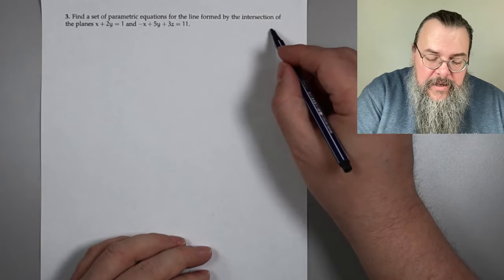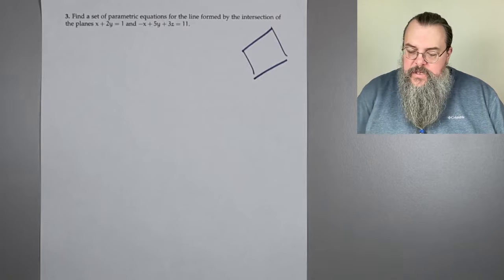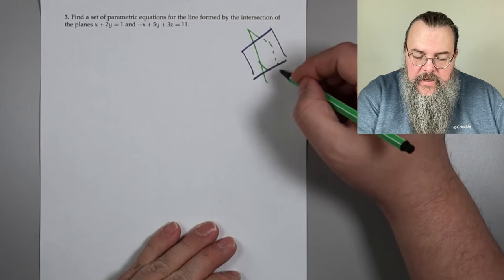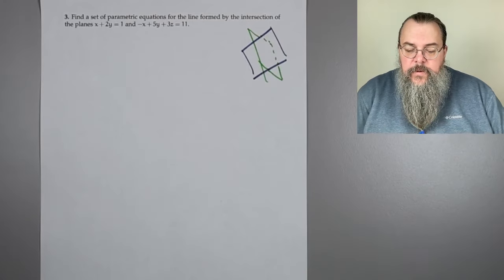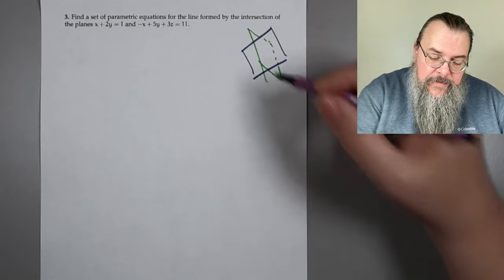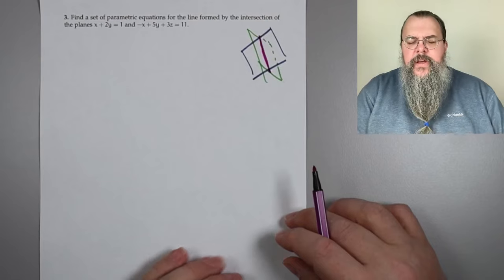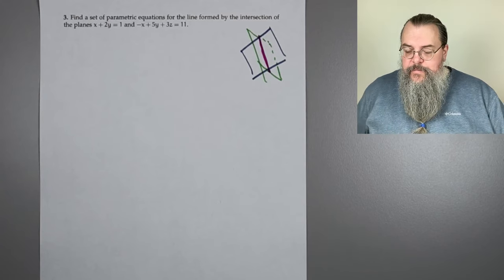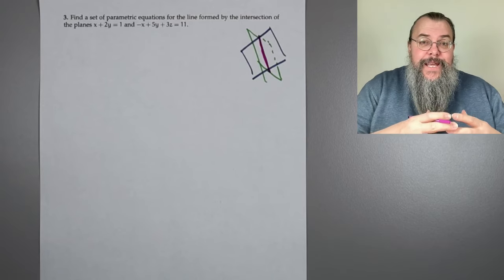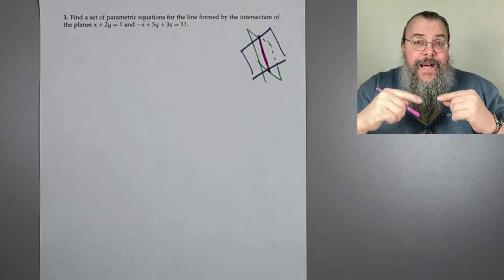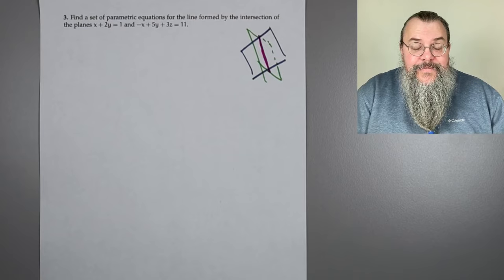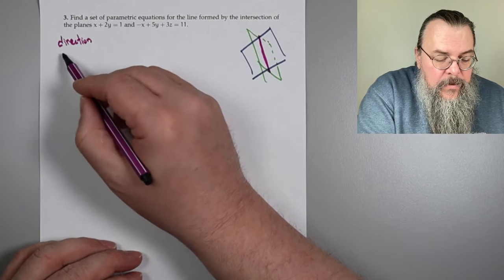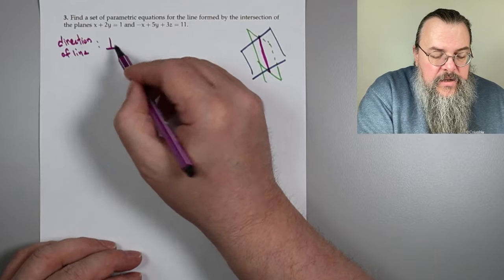Pictorially, the idea is we have these two planes. Here's plane number one, and then here's our second plane, plane number two. And what's happening is that they're intersecting. So we have this common line. Well, that line is in both planes, and that's an important thing. We know that if you have a plane and a line in that plane, that line must be perpendicular to the normal. So our direction must be perpendicular to the normals.